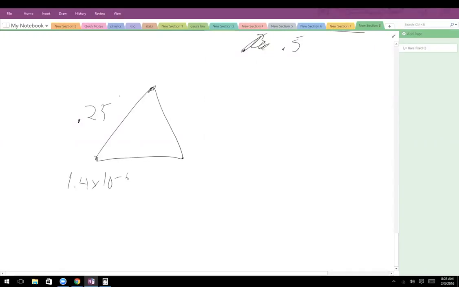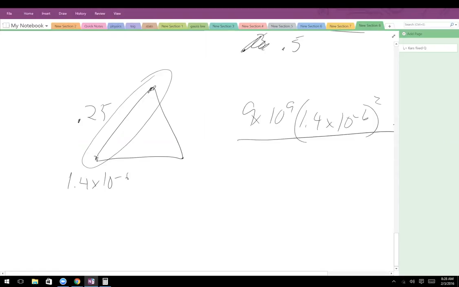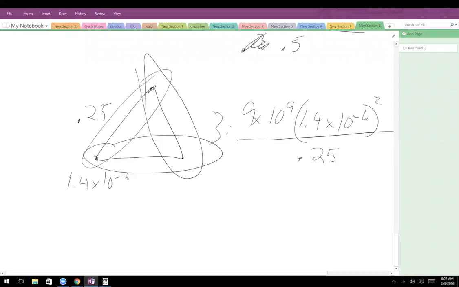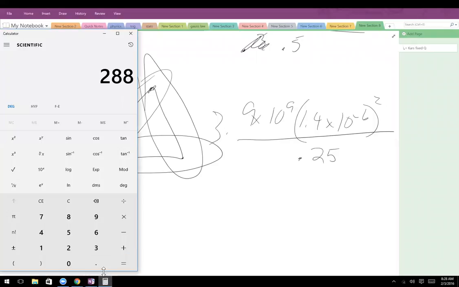Right? So the potential energy for making one pair is just 9 times 10 to the 9th, 1.4 times 10 to the minus 6, and they're both 1.4, so both the charges are the same, so that's why it's squared. And then divided by the distance, which is 0.25. So that's the potential energy for making one pair of charges. And if I look at all the pairs are the same. So just do that and times 3. Let's punch that in real quick.